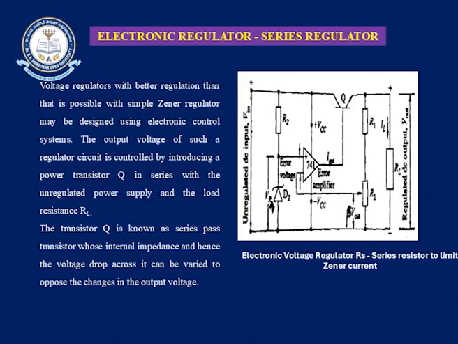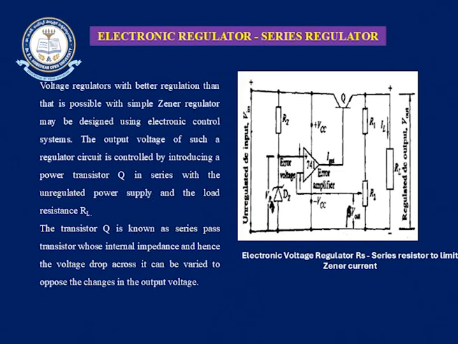The electronic regulator, voltage regulator RS and series resistor to the Zener current. So here, at the input section, this is an unregulated input voltage Vin. Here this is an op amp, an operational amplifier. Here the Zener diode is there, RZ is there, and this is the 741 IC operational amplifier, and across the load resistance RL we are taking the regulated output voltage.